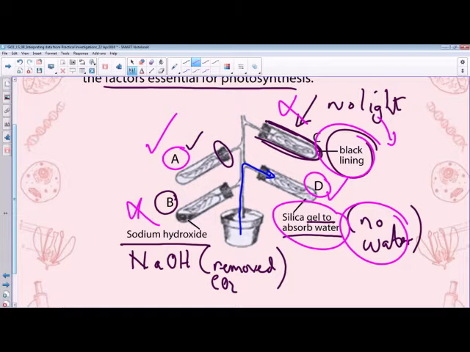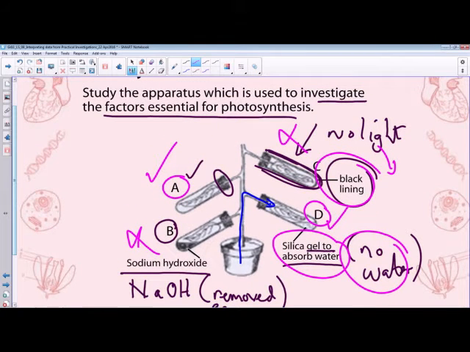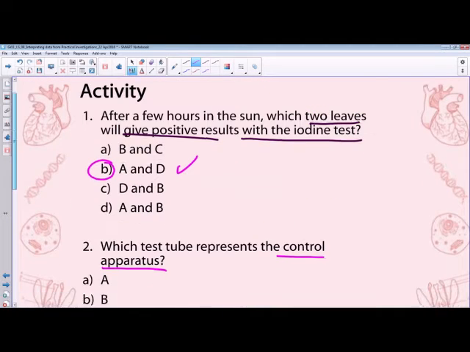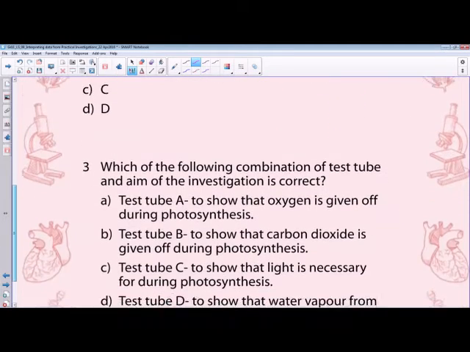And we're looking at what's the aim of this investigation? To investigate the factors that are essential for photosynthesis. So the control in this experiment would be where there is no light. Cool. Let's look at question number 3.